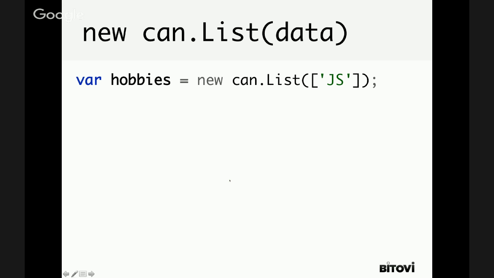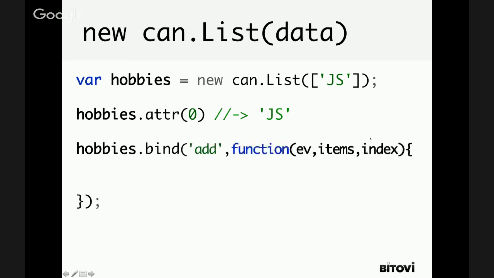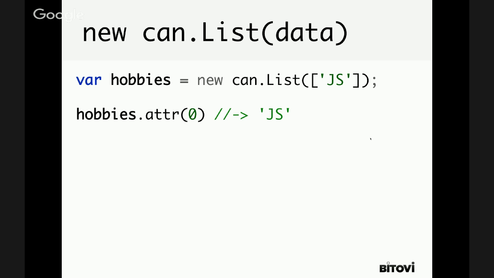So there's also can.List. This allows you to observe arrays. And here you can get each item in the array through the attr method. Again, you pass it a number, and it will give you that indexed item in the list. And you can also listen to when items change. Instead of named properties, you wouldn't really want to listen to a 0 property, although I think you might be able to. I think you can actually. Typically, you don't want to do that, though.